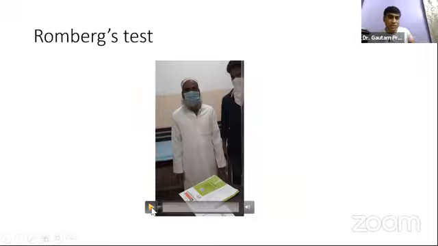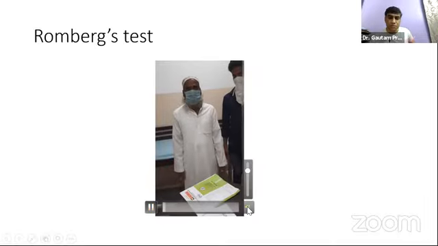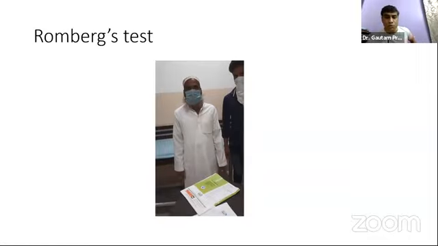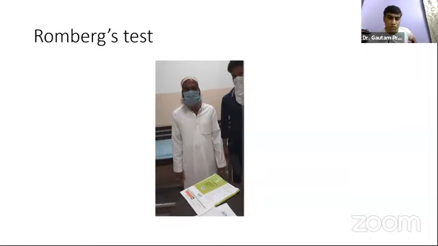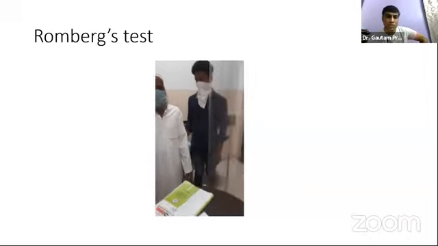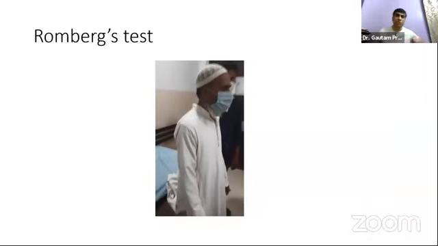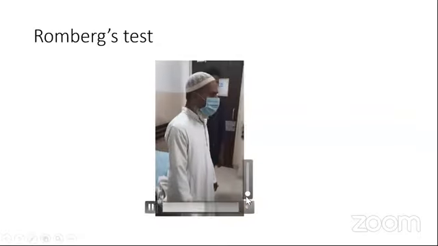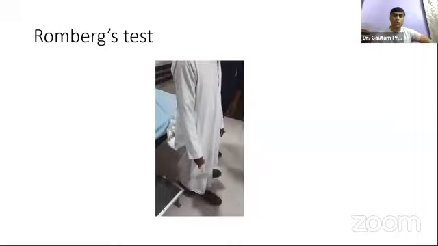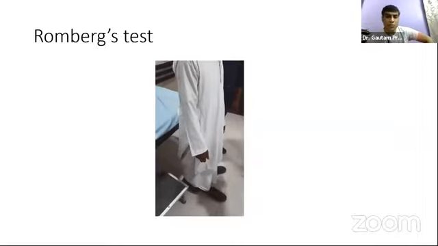Another special test is Romberg's test. In this Romberg's test, you stand behind the patient, and ask the patient to stand straight with his feet closed together, and then the patient is supposed to look forward and then close his eyes. If the patient closes his eyes and is able to maintain his posture, then it is called negative. And the moment he sways, that means it's a positive sign.